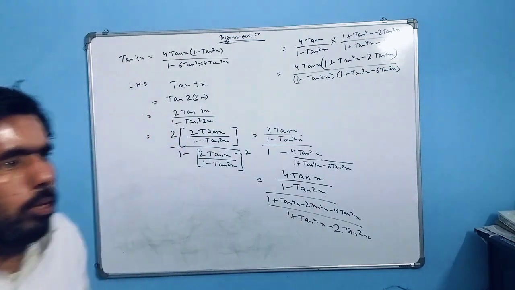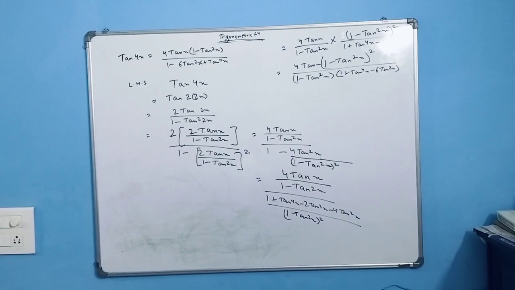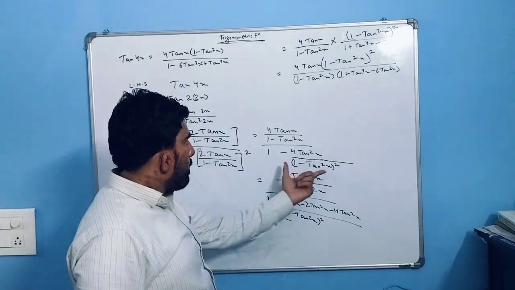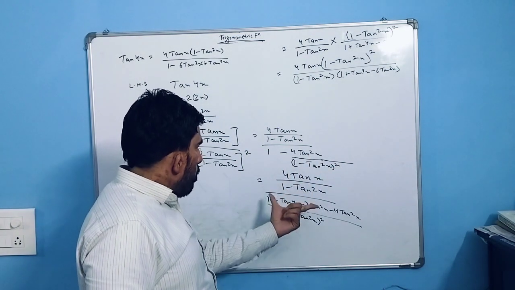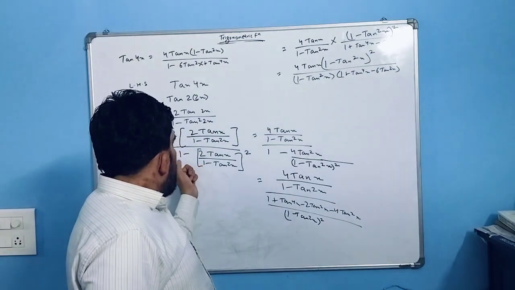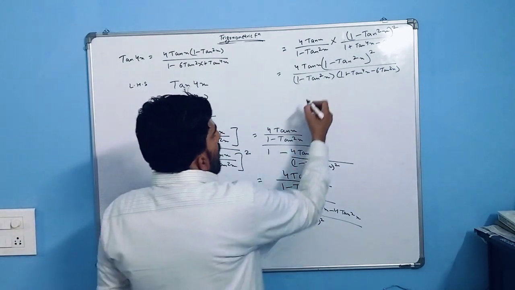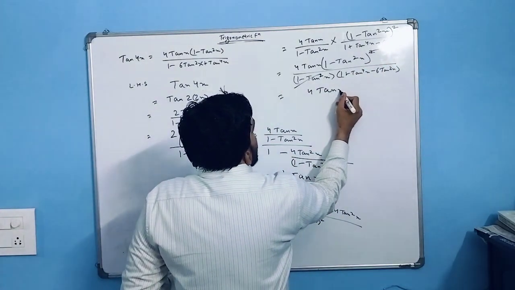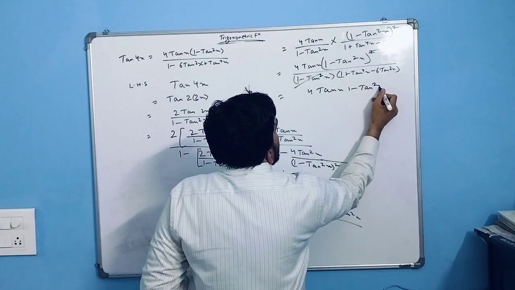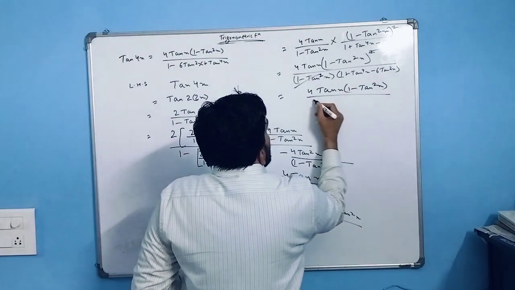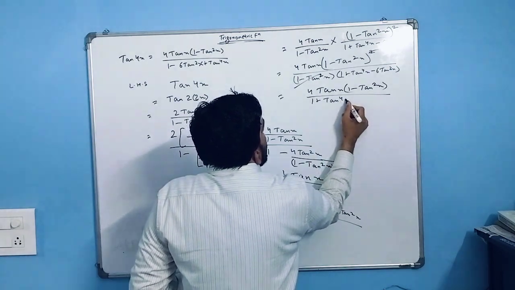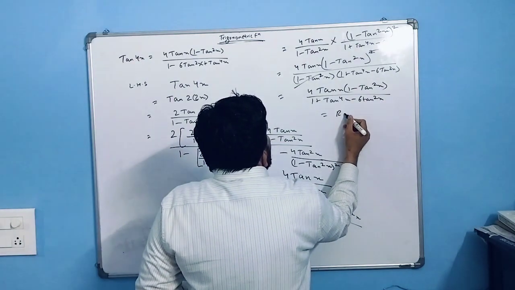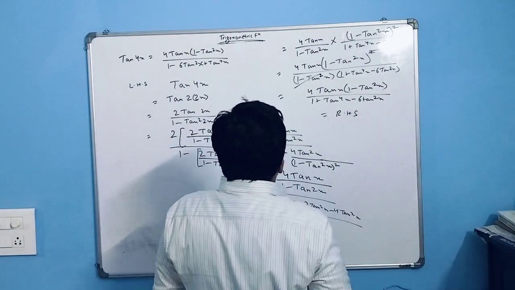Now we can see here what is left after taking this LCM. 1 minus tan square x whole square, we'll keep it as it is after taking the LCM. Now what is left, reduce 1, so I got my answer, that is 4 tan x (1 minus tan square x) upon 1 plus tan to the power 4 x minus 6 tan square x, which is equal to the RHS, which is what was required.